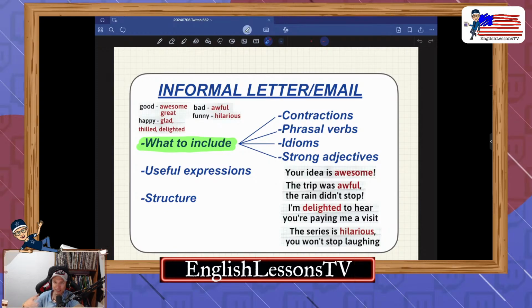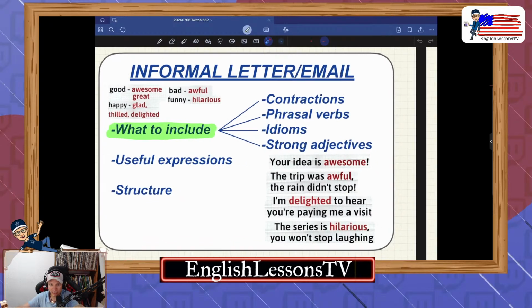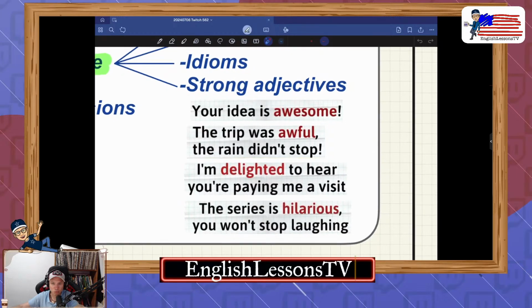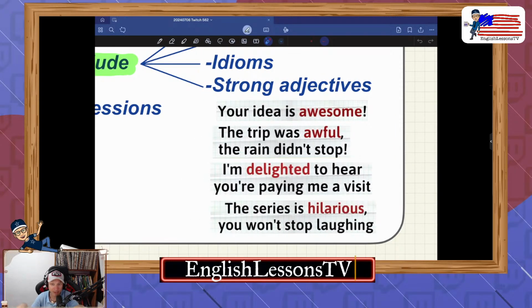For example, your idea is awesome. The trip was awful, meaning very bad. The rain didn't stop. I'm delighted to hear that you're paying me a visit. I'm delighted, I'm very happy. The series is hilarious. You won't stop laughing, if somebody is asking you to tell them something about a new series to watch or a new movie to watch.